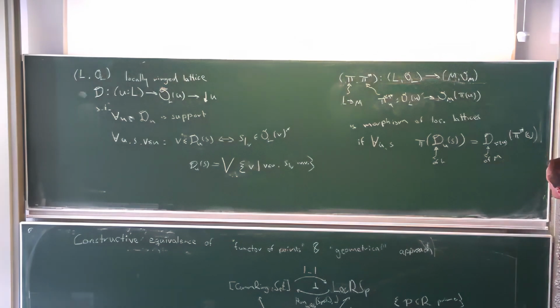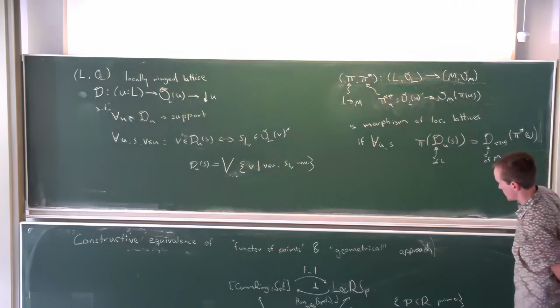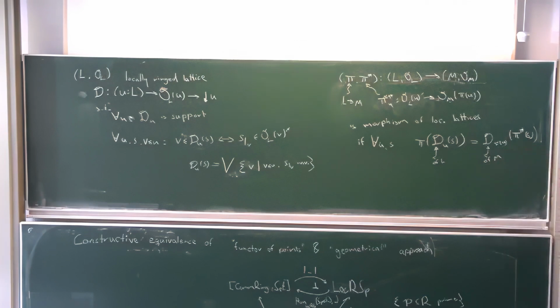But probably we can say something like this: if I have a section S and I pull it back, somehow the set of points where it's invertible stays the same, in the sense that I just have to pull this set back. And that looks quite similar to this.